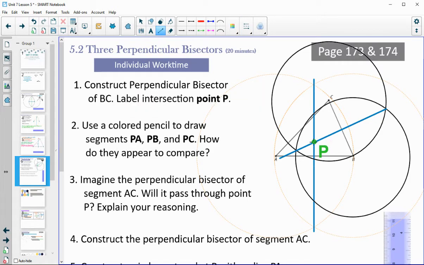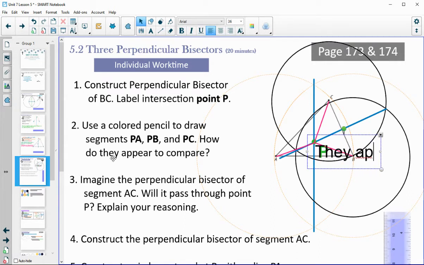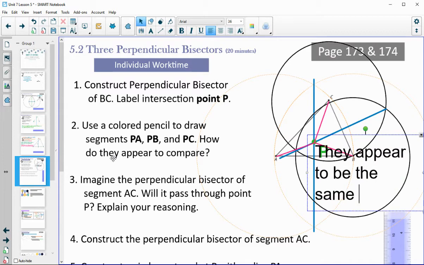So you're going to connect P to A, and then P to C, and then P to B. So how do those pink segments appear to compare? It kind of looks like they appear to be equal, the same size.